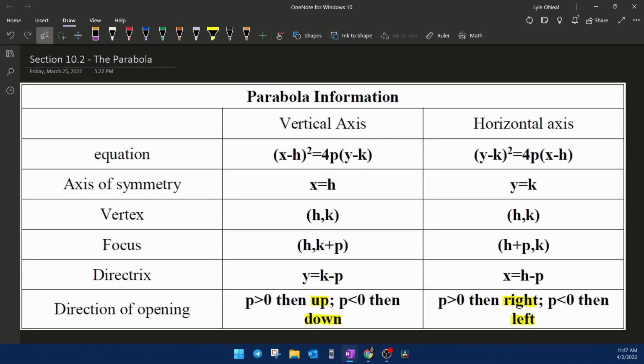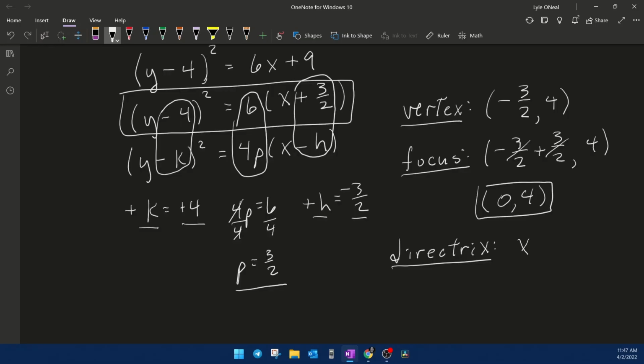Going back to our information sheet, the directrix is x equals h minus p. So plugging in, we're going to have x equals h minus p. And I need to combine like terms. A negative 3 halves and a negative 3 halves is a negative 6 halves. But negative 6 divided by 2 is negative 3. So there is our directrix.